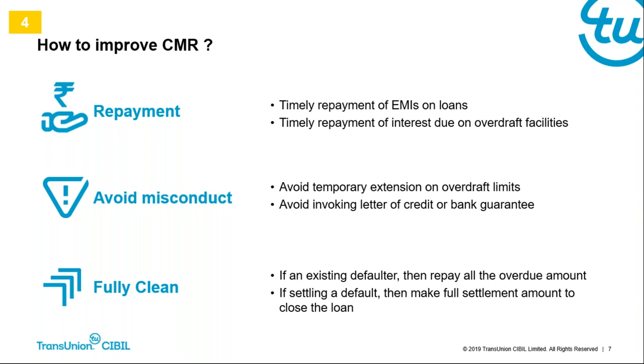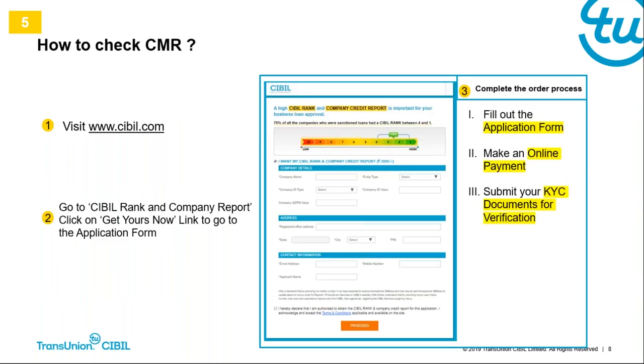With that, let me move to the next point: if you are actually a company, how can you check your CMR and where do you find the CIBIL MSME rank on the CIBIL website? So first step, from a direct company perspective, you check your CIBIL score, you can also check your CIBIL MSME rank from the CIBIL.com website. You can visit the CIBIL.com website. Under that, you can go to the CIBIL rank page and within the company report section, fill in the full form, submit the KYC details, and you can get your credit report.